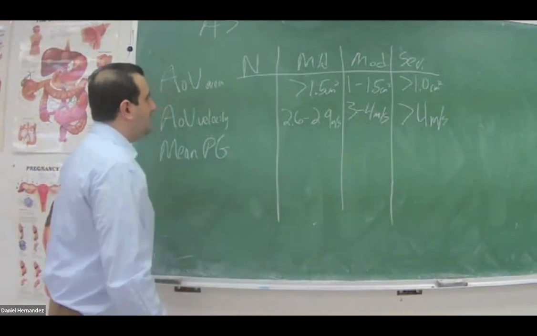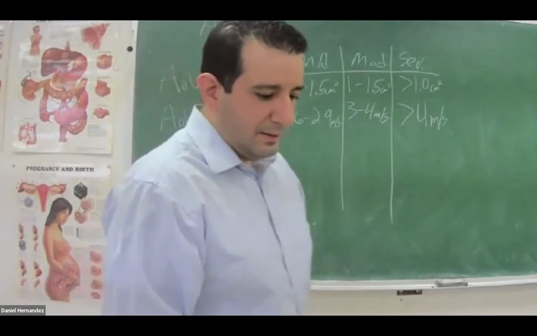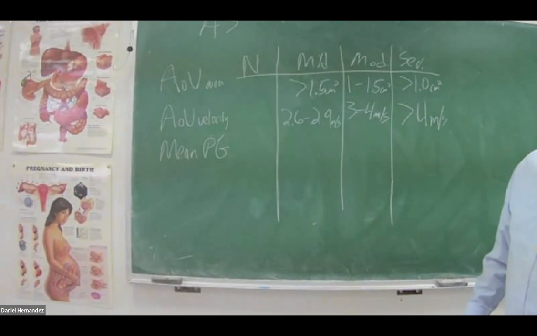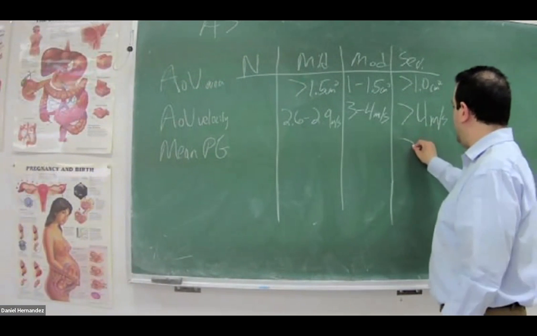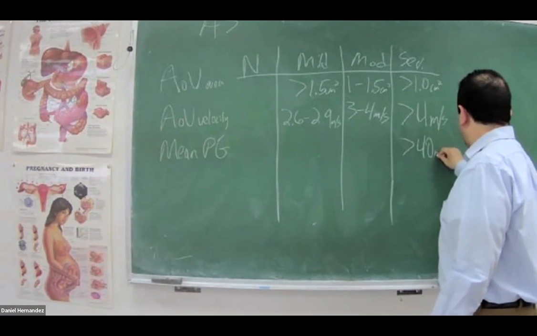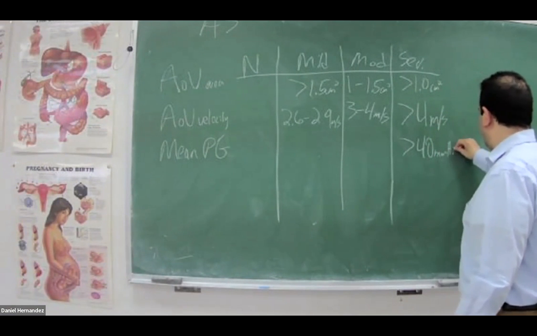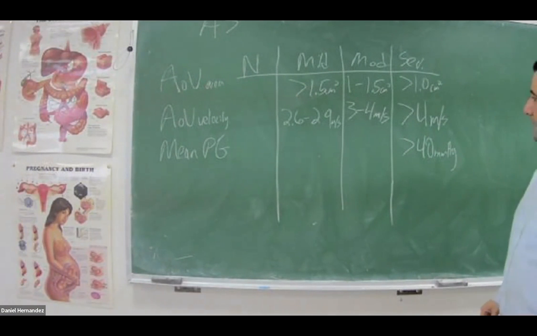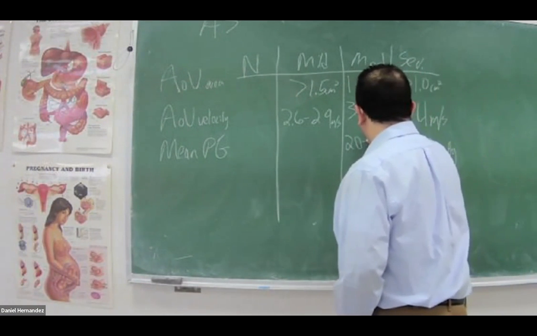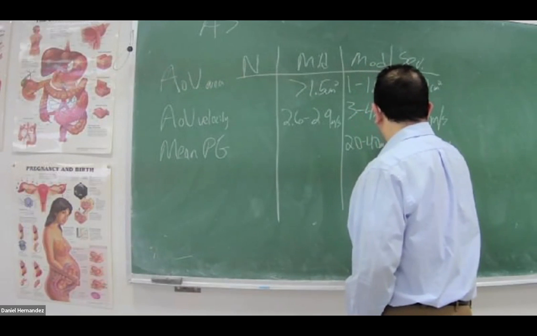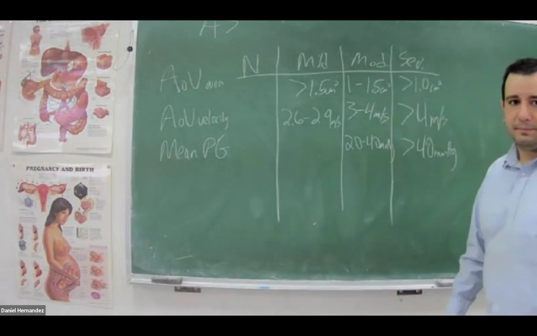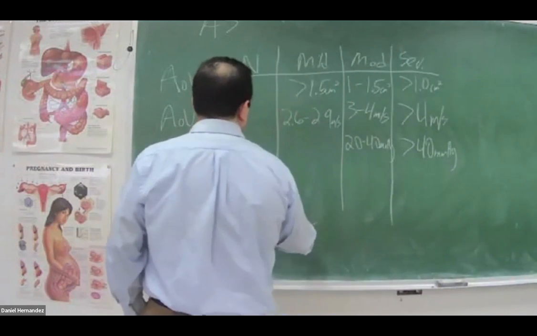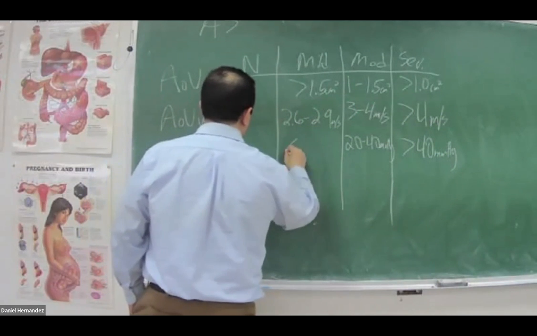So our mean pressure gradients for aortic stenosis. For severe, the mean pressure gradient is going to be greater than 40. Nope, this is millimeters of mercury. Moderate is going to be 20 to 40. And then mild is going to be less than 20.